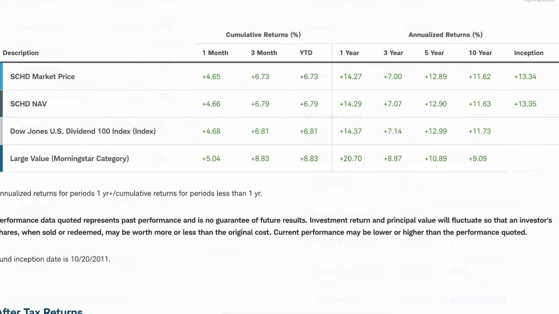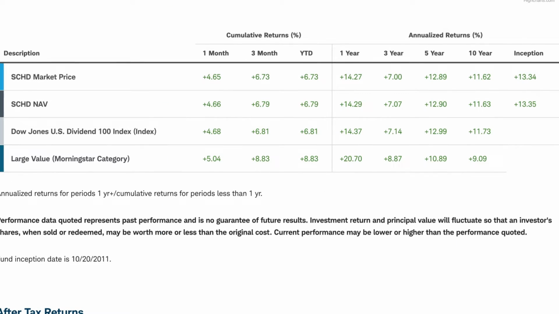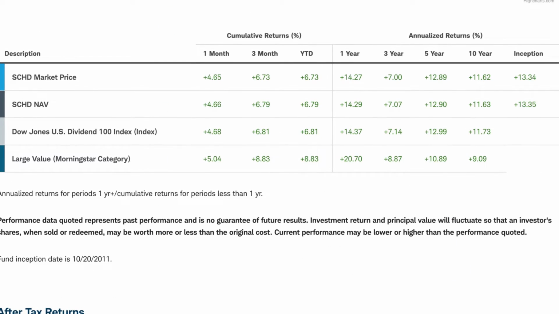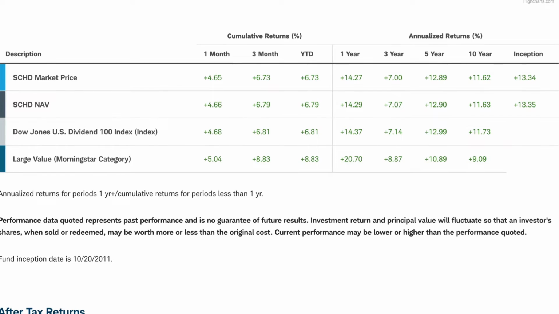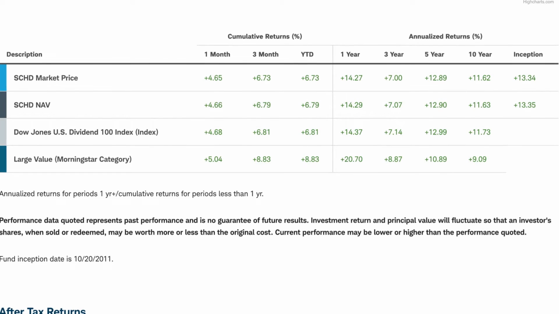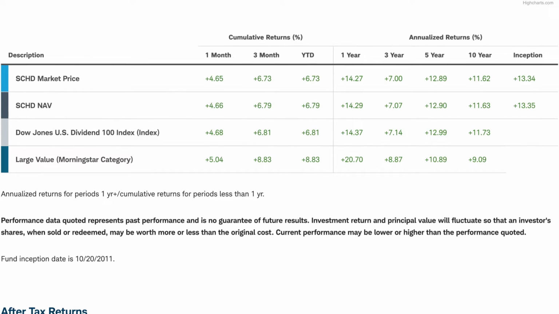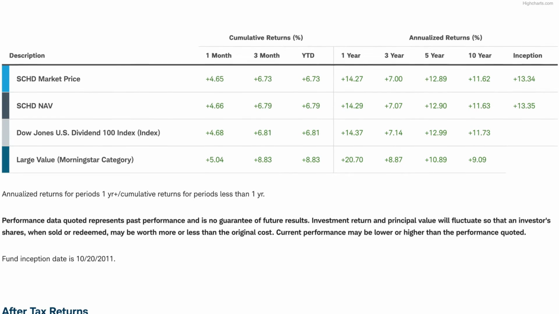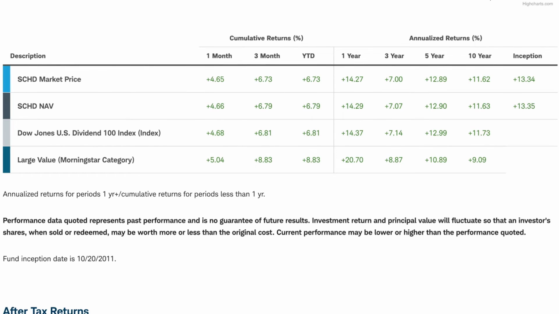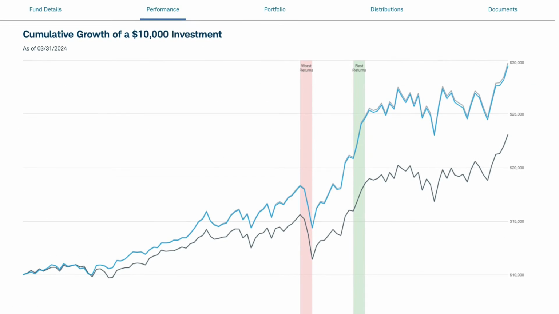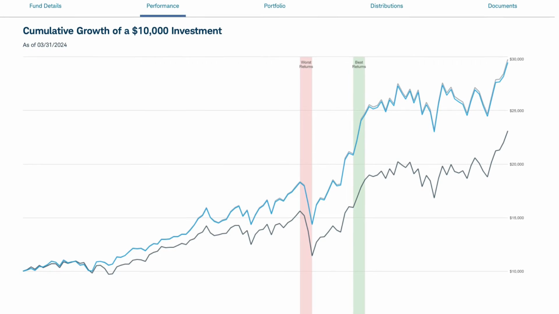Since inception, SCHD has had an average annualized return of 13.3% before tax, which includes both capital growth and distributions or dividends. Past performance is no guarantee of future performance, but it's a good sign of improving business fundamentals, continually driving each individual stock higher within the ETF. With dividends reinvested, the cumulative returns become much higher.